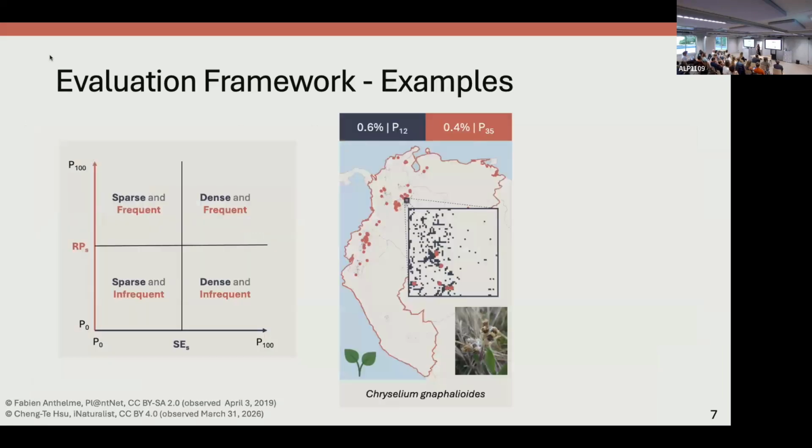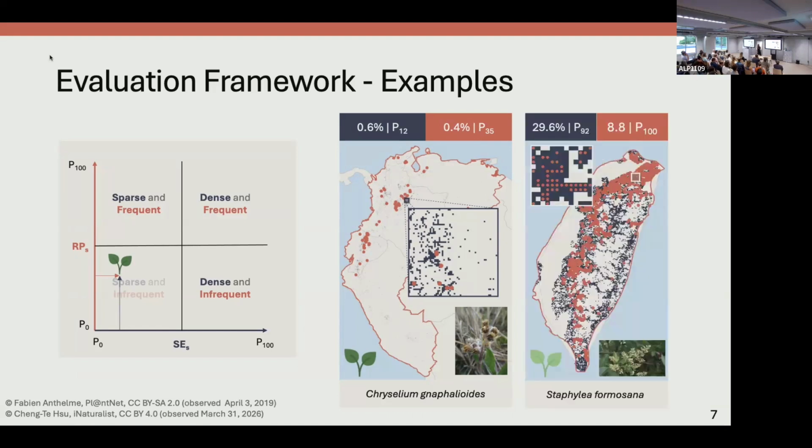Here we have an example for the lower left quadrant. The species has so little sampling effort that it's hardly visible without zooming in a lot. And on top, we have only very few occurrences. So you see in percentile rank, it is ranked 12th in sampling effort and 35th in relative prevalence. And with that, the species ends up in what we would assume is the hardest to model quadrant, which is the lower left one.